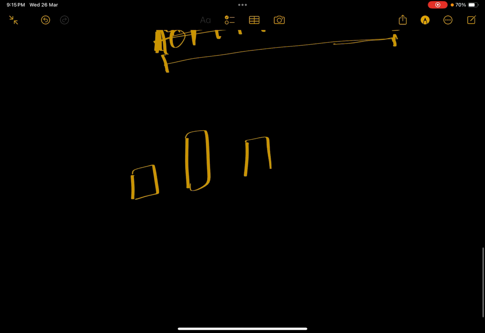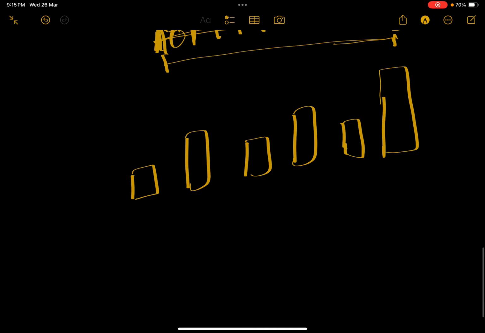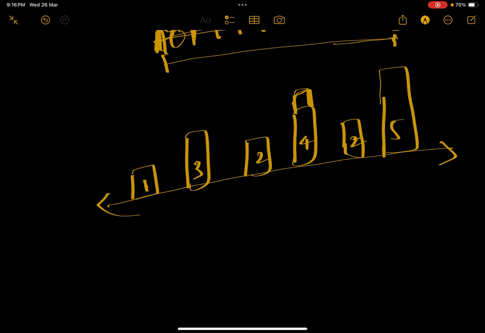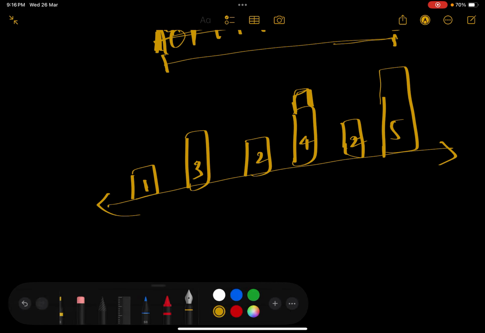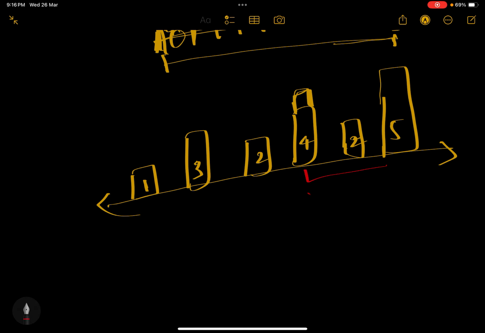these are the buildings. Assume, okay, so I will write the heights here: 1 3 2 4 2 and 5. These are the heights of the buildings. So you need to find the maximum area. So the first thing you can think of, as this is a height of 4, if I talk about these two buildings, how much water can it store? Minimum of these two is 4 and width is 2, so 4 into 2 is 8, meaning 8 centimeters of water these two can store.